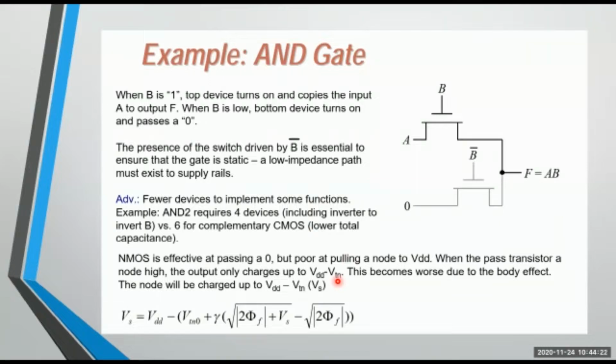If you are given a VDD equal to 5 volts and your threshold voltage of the transistor is near about 0.4, you will not get exactly 5 volts at the output. You'll get 5 minus 0.4, something like 4.6, which is obtained at the capacitor. So that's how you should calculate the value which is stored at the capacitor. That's why the output only charges up to VDD minus the threshold voltage of the N transistor, and this becomes worse due to the body effect.